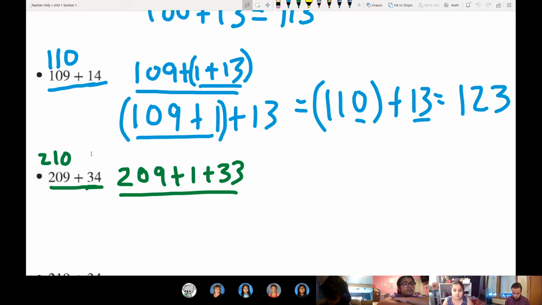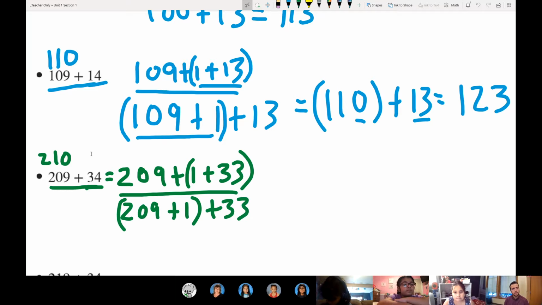Right, and these are the same exact things. We have 209 plus 34. That equals 209 plus 1 plus 33, right? Because this last grouping here is equal to 34. All right. Now, like we did up top, we can move that parentheses around and group the 209 plus 1 plus 33.